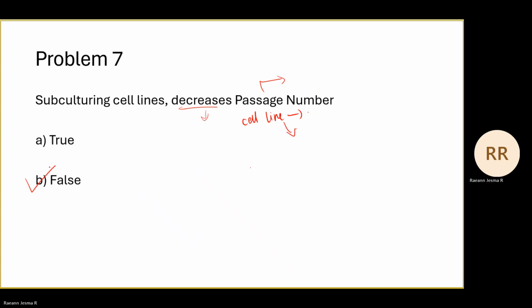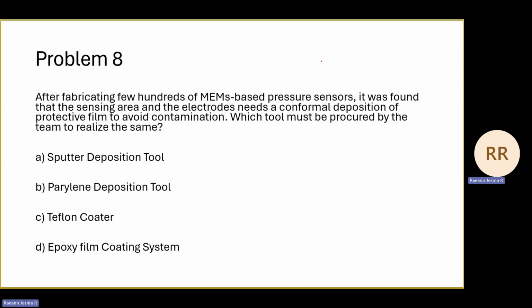So when we are subculturing cell lines, that is, transferring the cell from one culture to another culture, the passage number will not decrease. However, it can increase if we are propagating the cells by a process called reseeding. Okay.